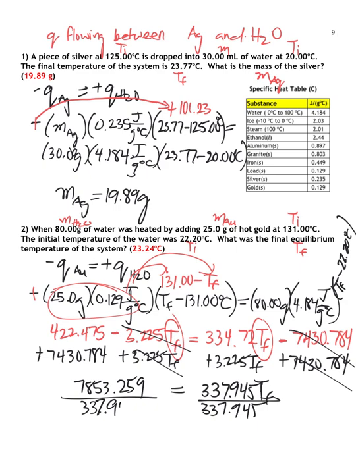Please make sure you work through that last step of calculation. So your TF isolated by itself is going to be 23.24 degrees Celsius. And try to make sense of the answer also. The final temperature should be higher than the initial temperature of water because the hot gold is going to transfer the heat to the water. And so that's why the temperature is higher in the end. The final temperature is higher.